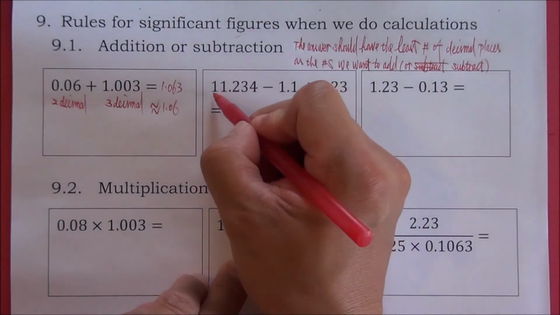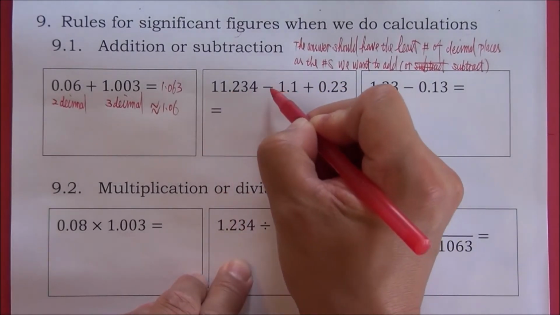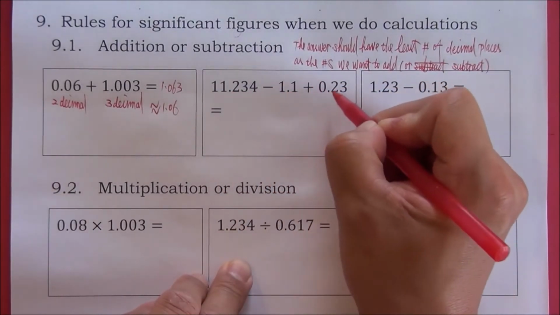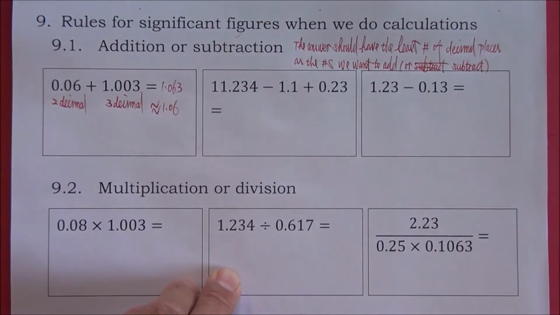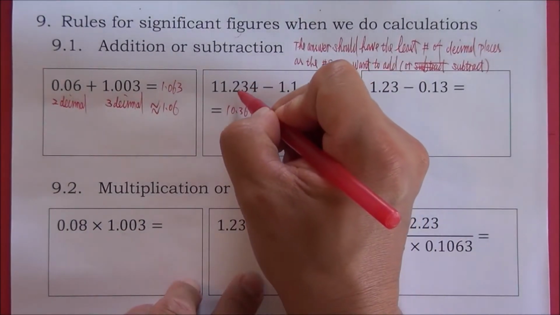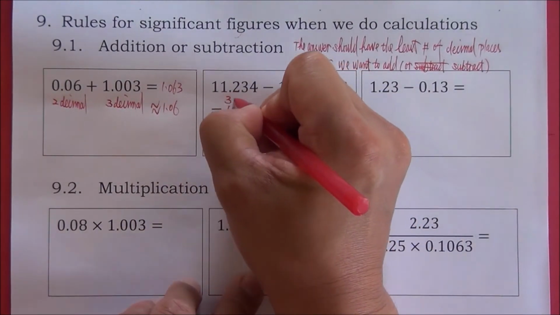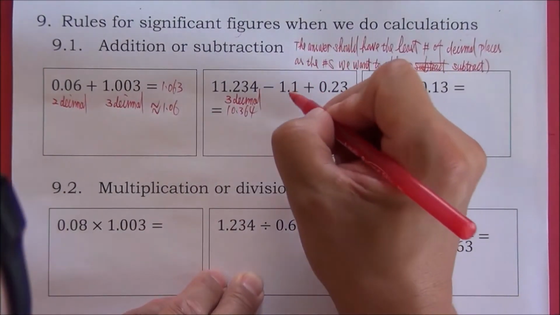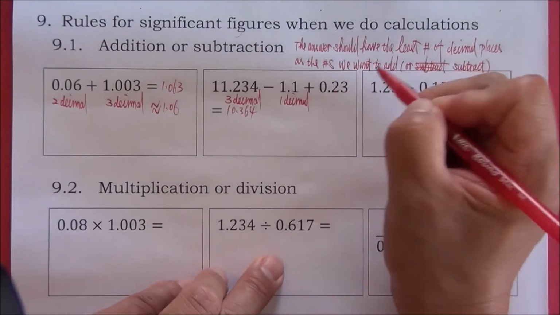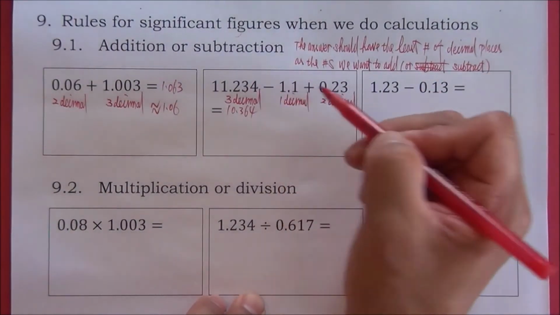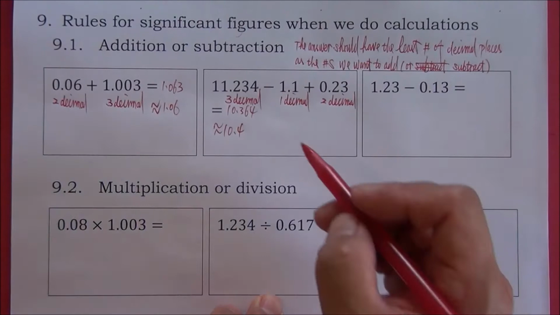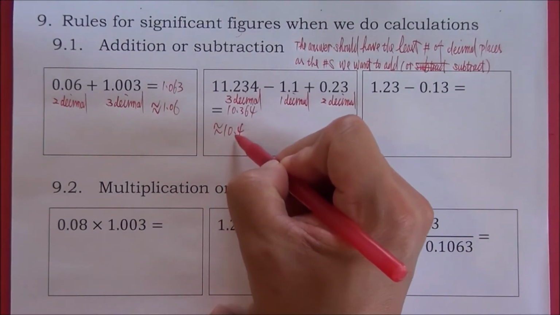Let's look at the second example. 11.234 minus 1.1 plus 0.23. When we plug these three numbers into a calculator, we will get 10.364. Then let's count how many decimal places for each number. The first number has 1, 2, 3 decimal places. The second number has only 1 decimal place. The third number has 1, 2 decimal places. According to the rule, the final answer should only have 1 decimal place. Therefore, the final answer is approximately 10.4.